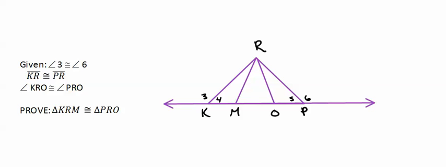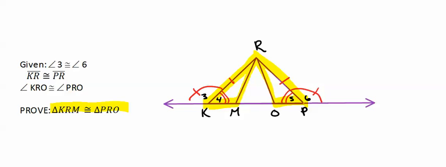If we look at the first example, we're going to try to do a proof that proves that triangle KRM is congruent to triangle PRO. We're given the following. The angle 3 is congruent to angle 6. Side KR is congruent to PR. And angle KRO is congruent to PRO. And look at what we're trying to prove. KRM being congruent to PRO.